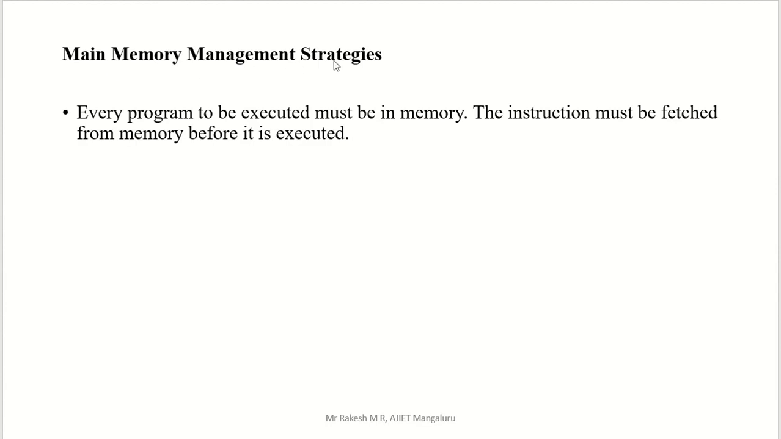Main memory management strategies. We have two types of memory, main memory and secondary memory, that is primary memory and secondary memory. Here we are going to concentrate on main memory itself. Every program to be executed must be in main memory. The instruction must be fetched from the memory before it is executed. The CPU will execute all your operations, and the required things are taken from main memory.